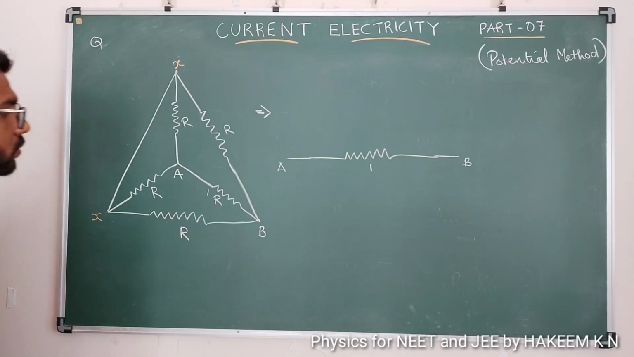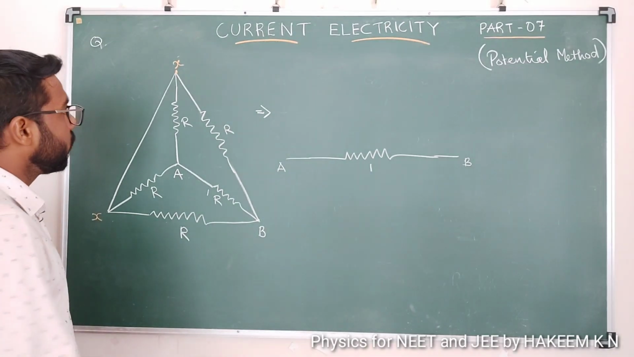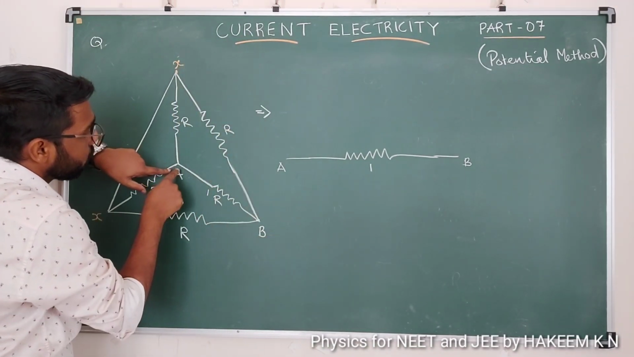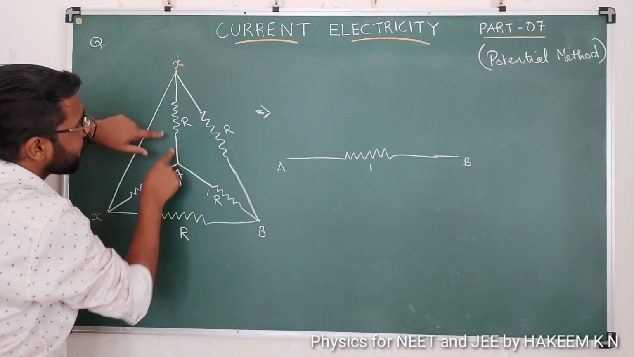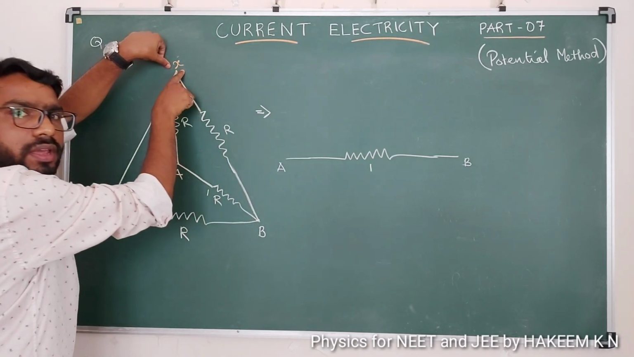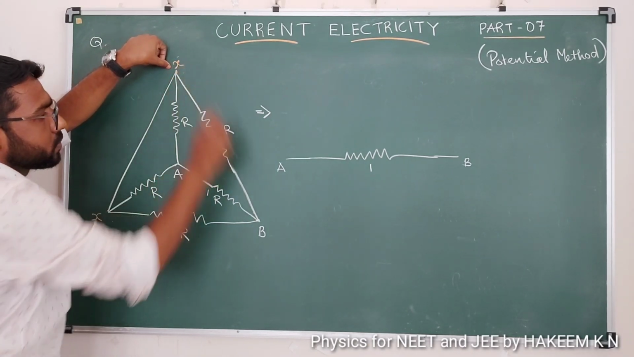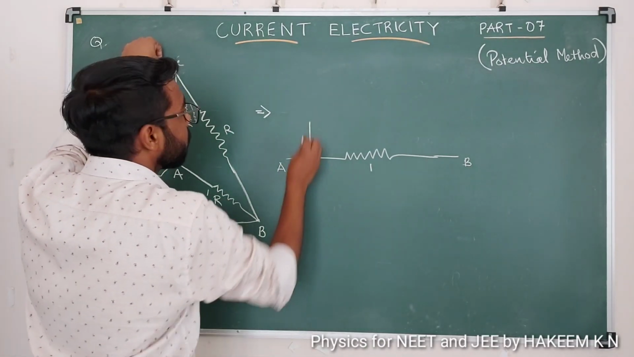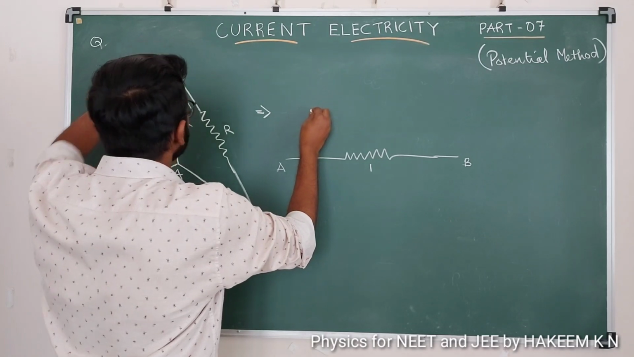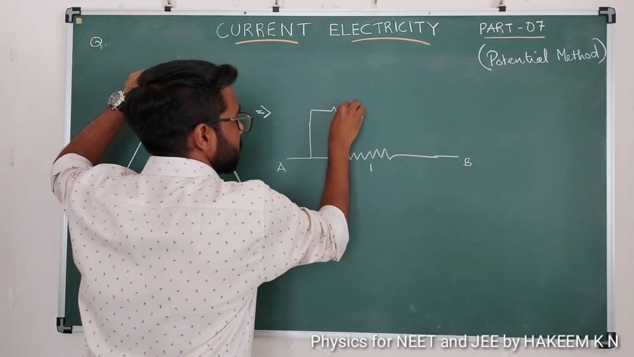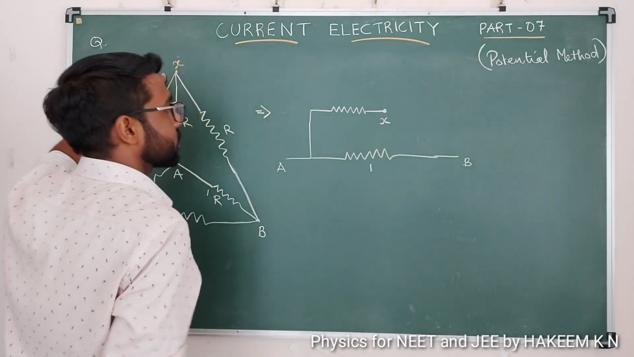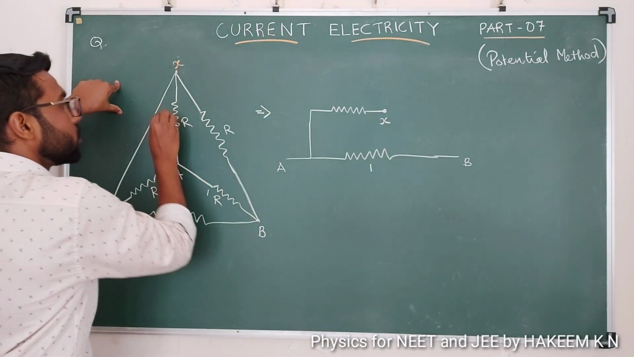Now between A and B there are 2 resistors, and at the middle there is a point X. So from A to X there is a resistance. This point I am giving as X, resistance number 2.